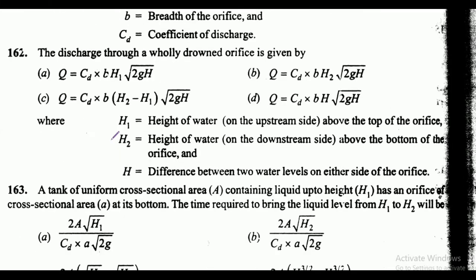Okay, next is the discharge through a wholly drowned orifice is given by. Here friends, these are the options where H1 is equal to height of the water on the upstream side above the top of the orifice, H2 is equal to height of the water on the downstream side above the bottom of the orifice, and H is equal to difference between two water levels on either side of the orifice. So here friends, correct answer is option C, that is Q is equal to CD into B into bracket H2 minus H1 bracket closed into under root of 2gH.